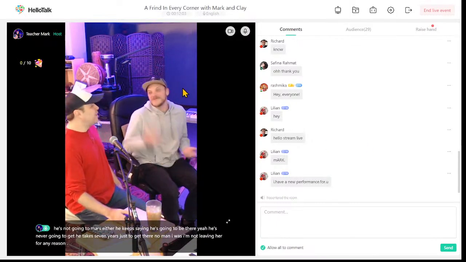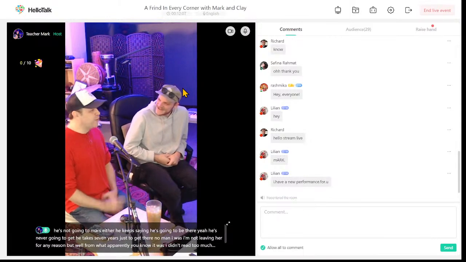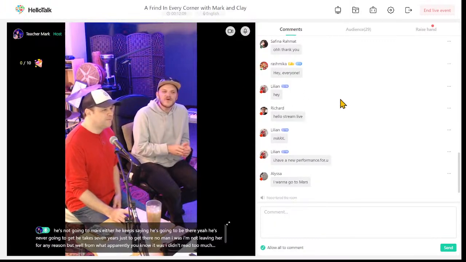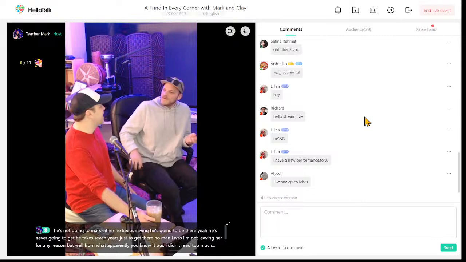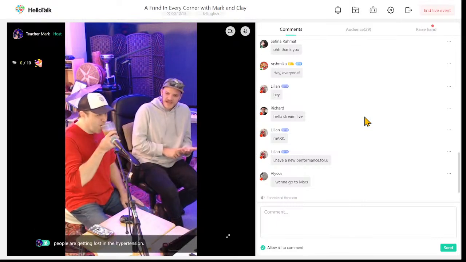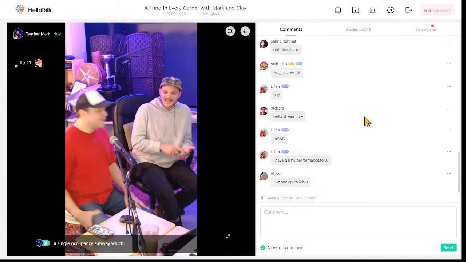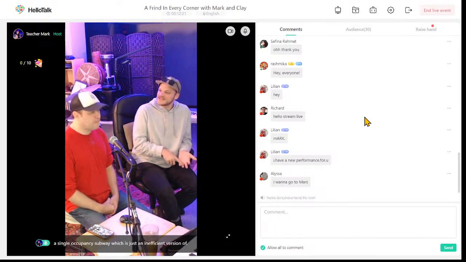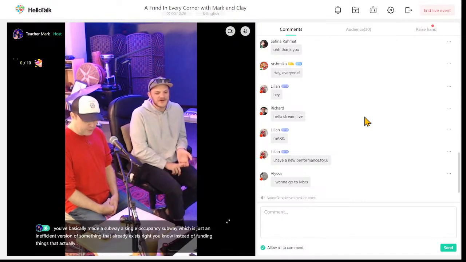But apparently, I didn't read too much about it, but it was a huge flop. His new robo-taxi. Well, that's because it doesn't make sense. There was the whole hypertunnel thing in LA, and now people are getting lost in the hypertunnel. Well, you've basically made a single occupancy subway, which is just an inefficient version of something that already exists. Instead of funding things that actually have been proven to work, we're like, no.